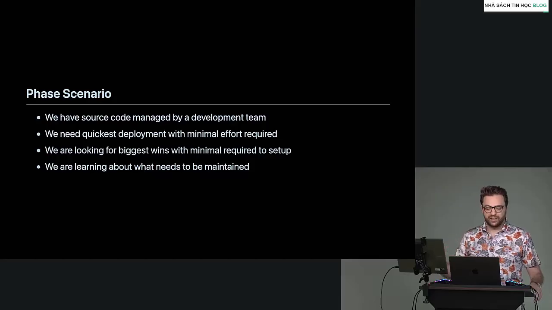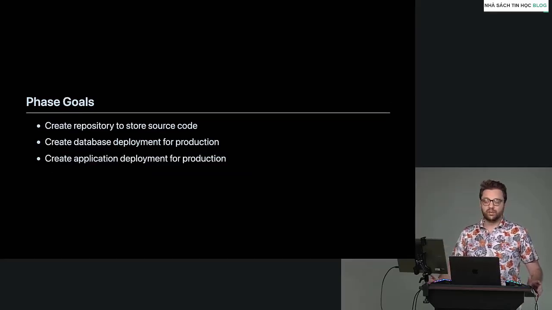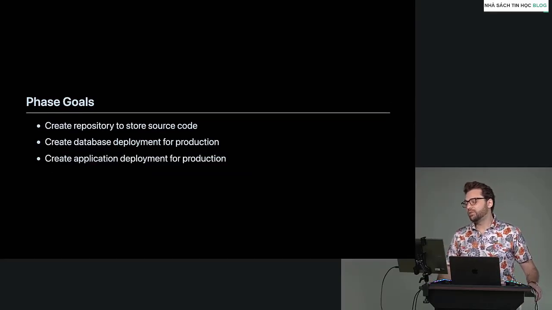That's something I want you to take away from this. Normally in a startup phase, you're not optimizing. You're focusing on getting the fundamentals down and, again, just get it working. The goals here are actually very simple. We're going to create a repository to store source code. Each of you are going to do that. We're going to create a database deployment for production, and we're going to create an application deployment for production as well. So really three simple things: repo, database deployment, and application deployment.